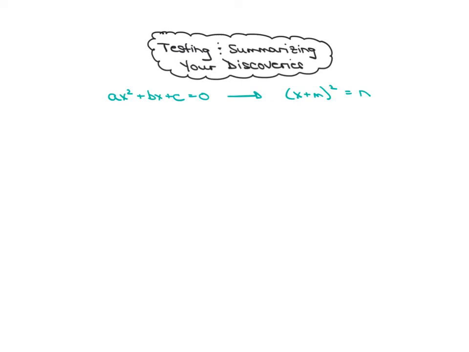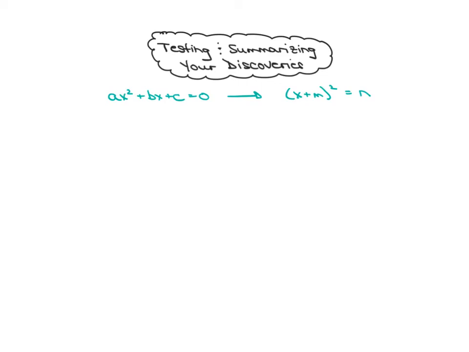I hope you enjoyed your exploration so far and were able to discover how to take any quadratic equation, ax squared plus bx plus c equals 0, and convert it into an equivalent quadratic equation that can be solved using the square root method. That's going to look like some type of binomial being squared is equal to some constant number. Now, in this video, we're going to do a couple of things.